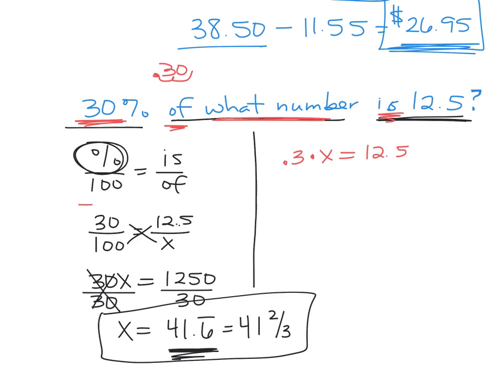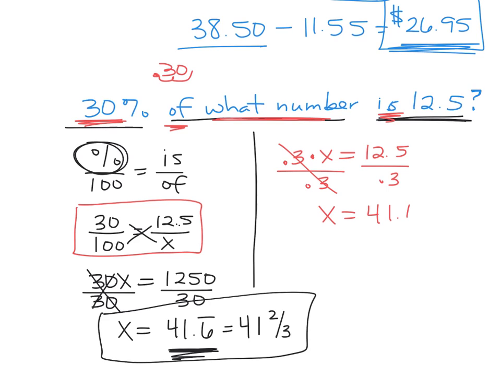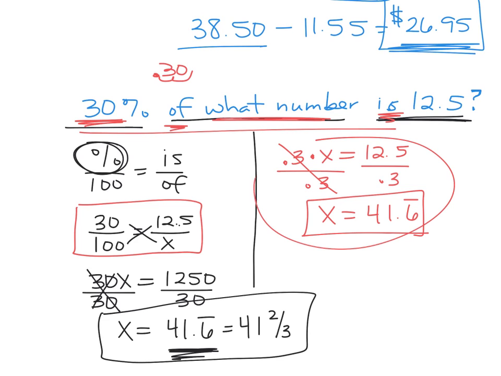So if you set it up as percent over 100 equals is over of, it's gonna look like that. If you set it up as an equation, it's gonna look like this. What you do to solve that then is divide by 0.3 and divide by 0.3. So this goes away and we get X equals 12.5 divided by 0.3, which gives you that same number, 41.6 repeating. So I don't care if you do the equation way or this way, you're gonna get the same answer. It's more a matter of which one makes more sense to you, okay?